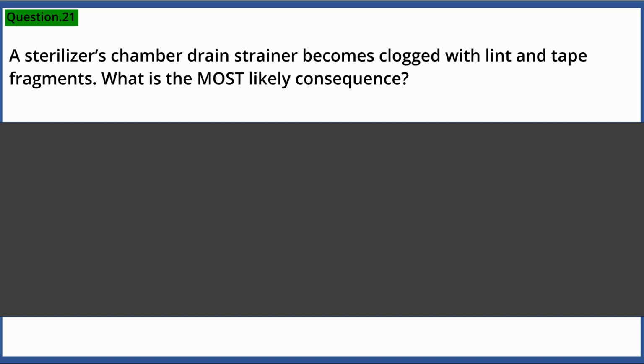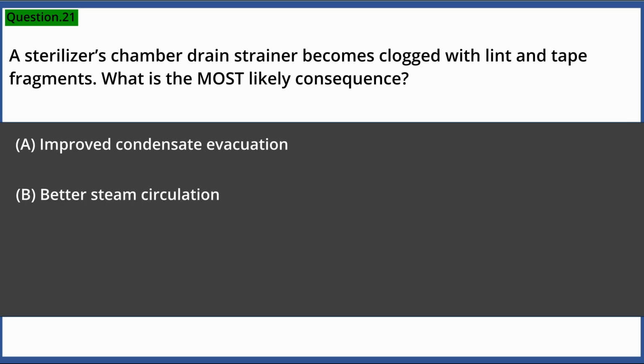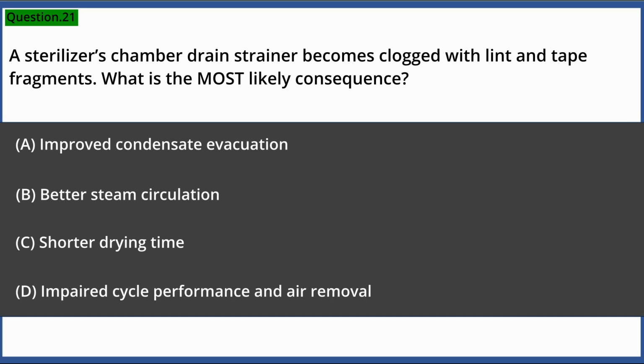A sterilizer's chamber drain strainer becomes clogged with lint and tape fragments. What is the most likely consequence? A. Improved condensate evacuation. B. Better steam circulation. C. Shorter drying time. D. Impaired cycle performance and air removal. Answer. D. Impaired cycle performance and air removal.